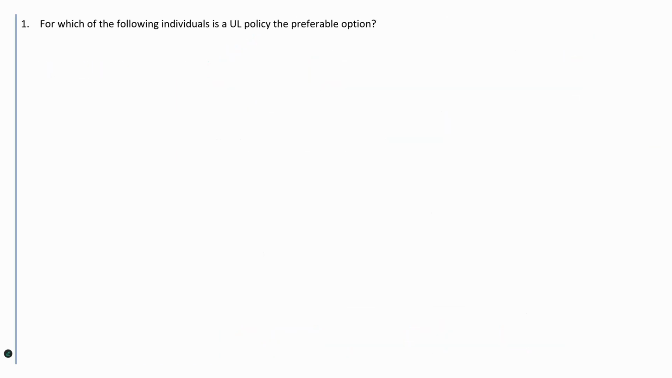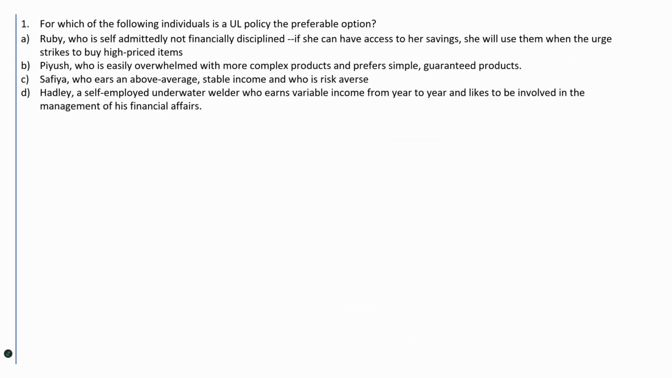Let's look into some questions, and then we're going to go to the next part. So this question is saying that for which of the following individuals a UL policy is preferred? UL policy, remember this. First of all, if it is somebody with variable income, you always choose universal life. All right. So in this case, as you can see, Hadley or Haley has a variable income. All right. So this is going to be the answer. But let's check the other choices as well.